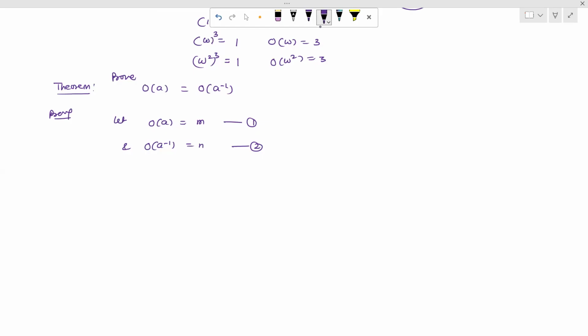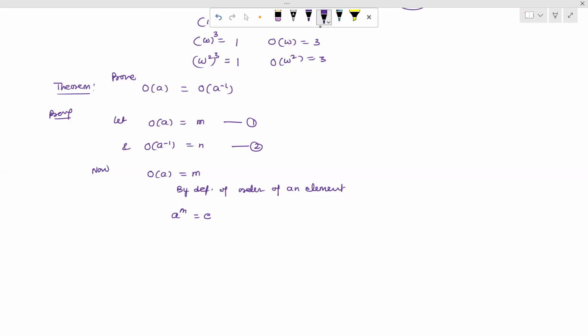Now, order of A is equal to M. So by the definition of order of an element, this can be written as A raised to the power M is equal to E. So A raised to the power M equals E.